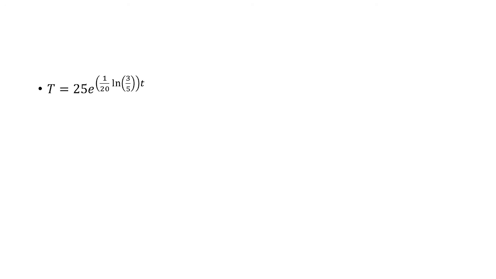The question asked, when will it be at 5 degrees Celsius? So the capital T is the temperature. We're going to set that equal to 5 degrees Celsius and solve for time. First, divide both sides by 25 and then take the natural log of both sides.